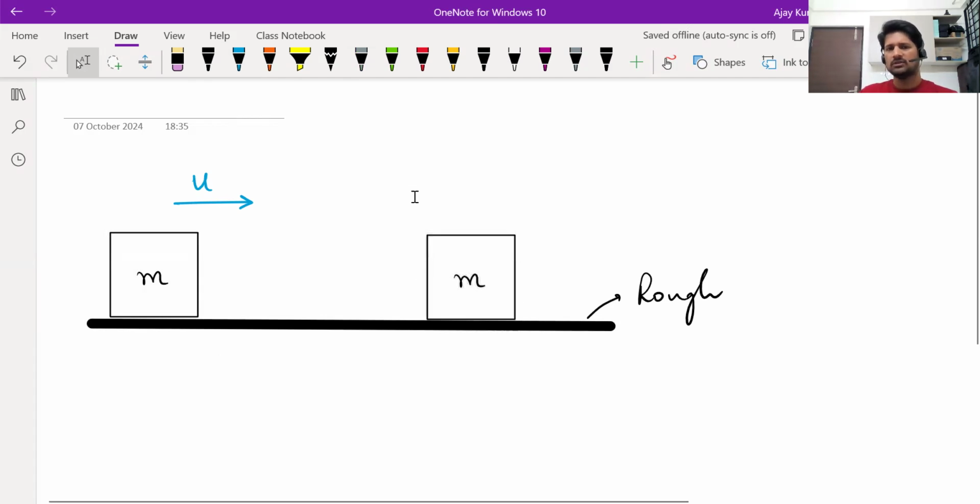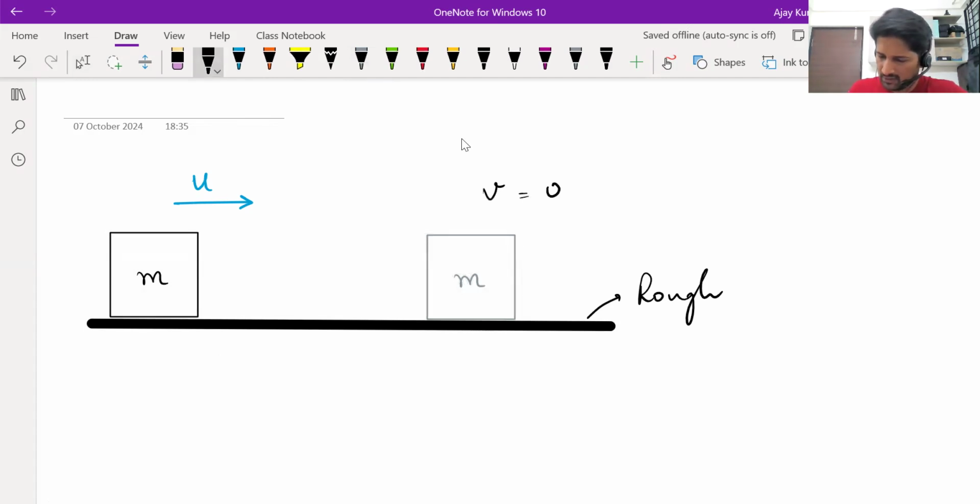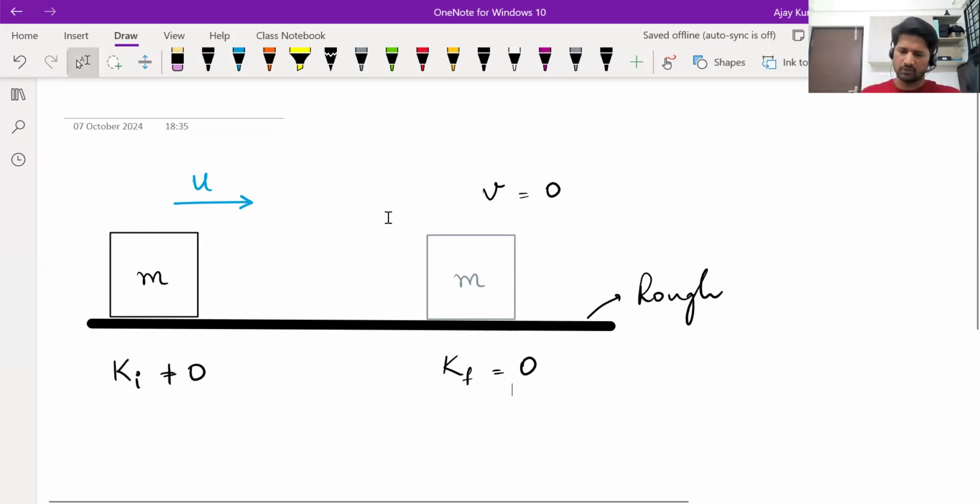Now, the block was initially moving, so it had some kinetic energy, right? Finally, it comes to rest. Final velocity becomes 0. So, initial kinetic energy is non-zero. Final kinetic energy becomes 0. And it's moving horizontally. There is no change in its height above the ground.